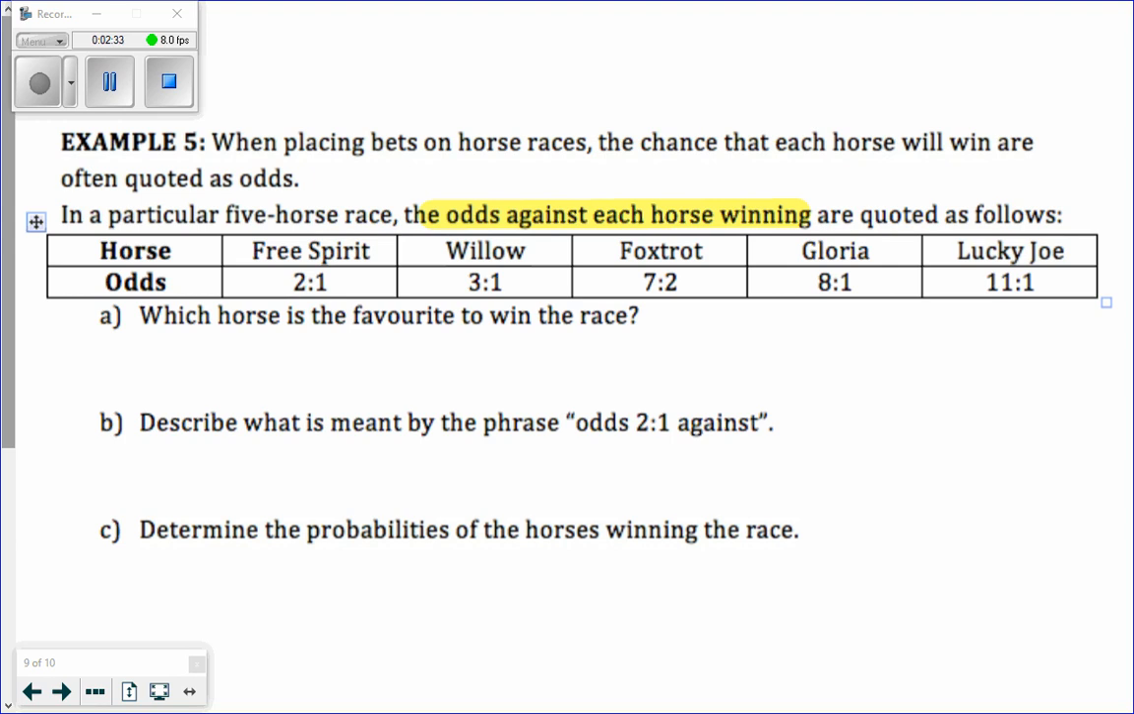So it says, when placing bets on horse races, by the way, it's kind of illegal, so don't gamble. Well, it's legal if you're over 18.